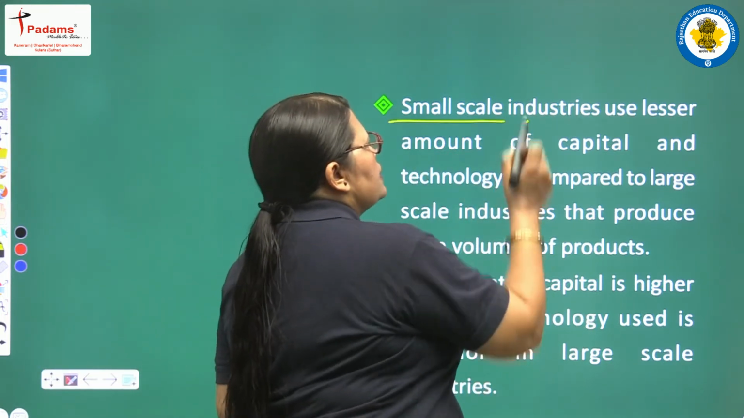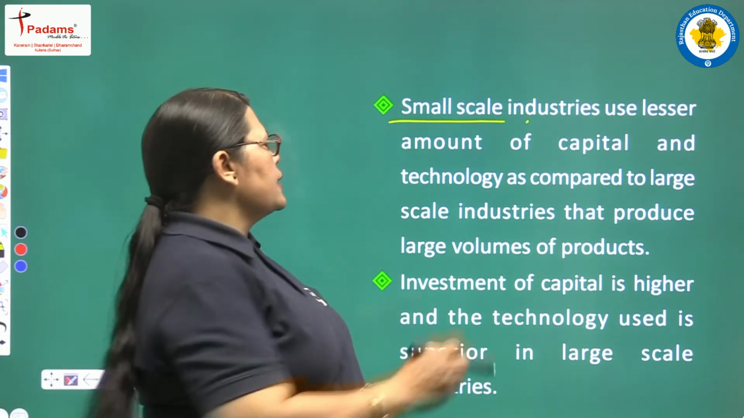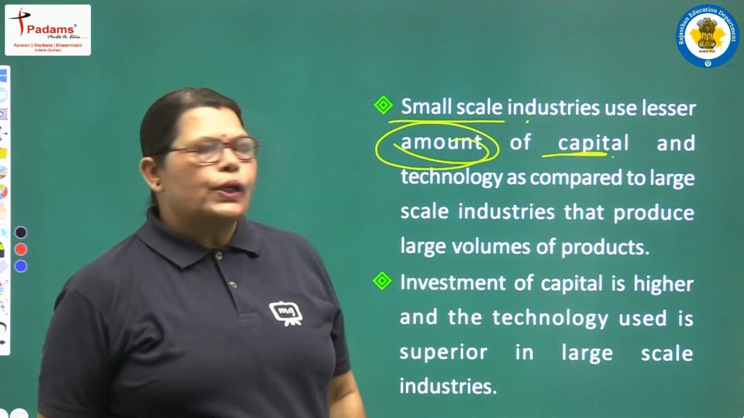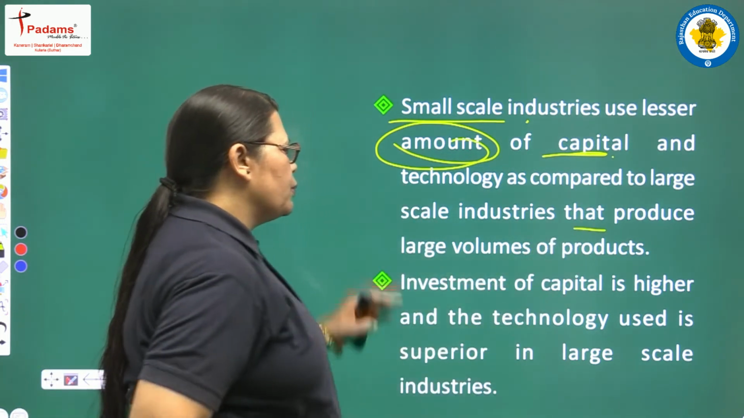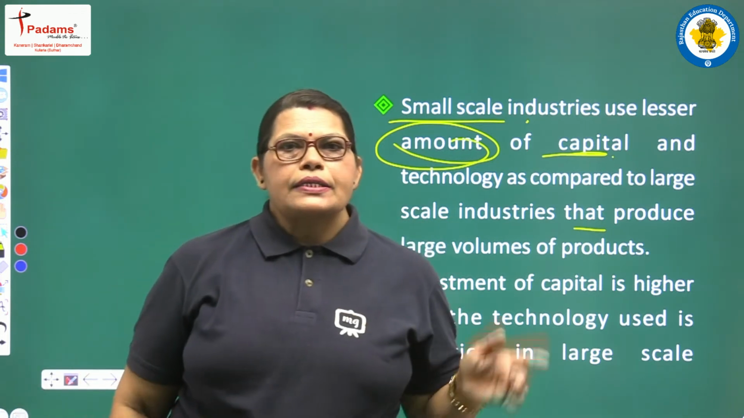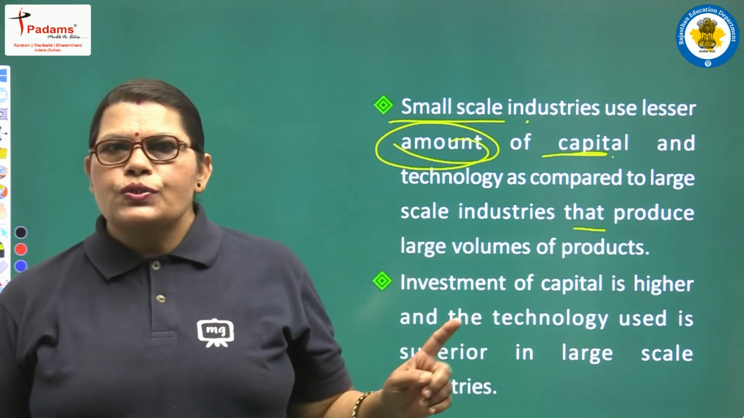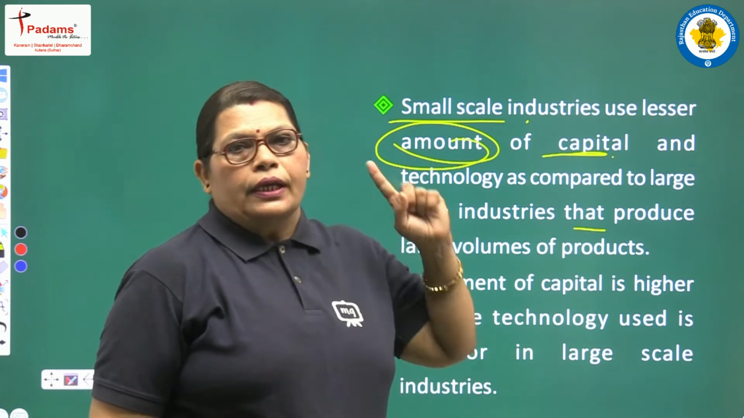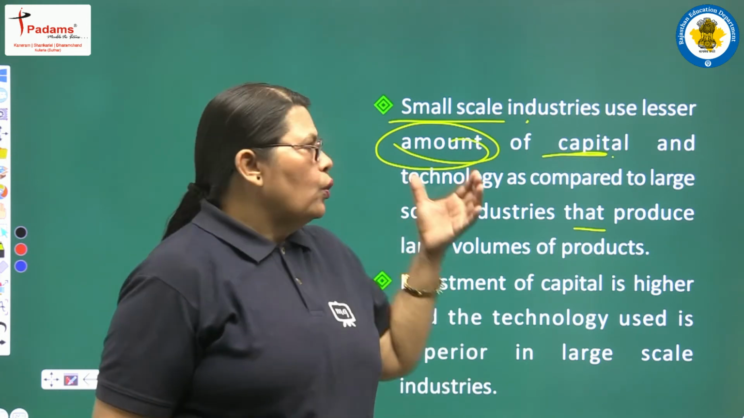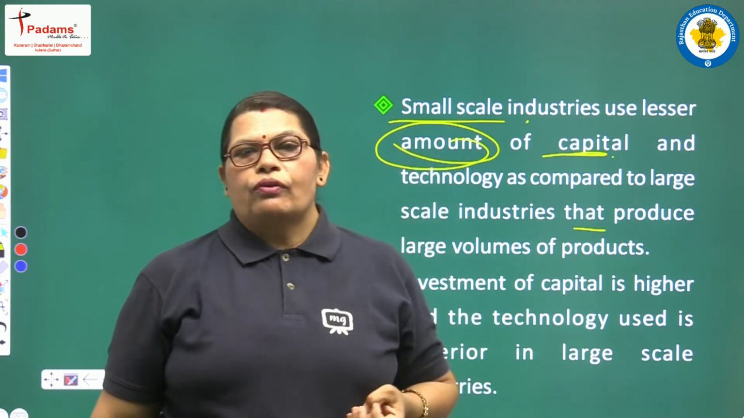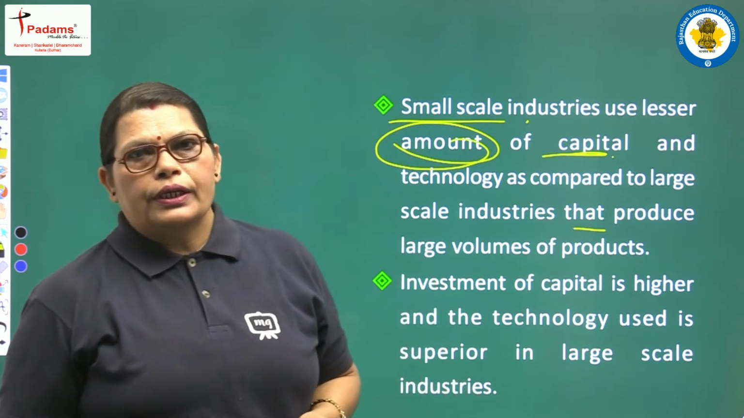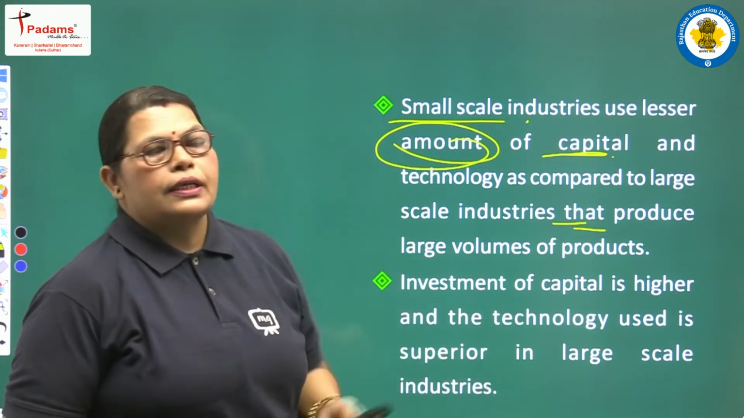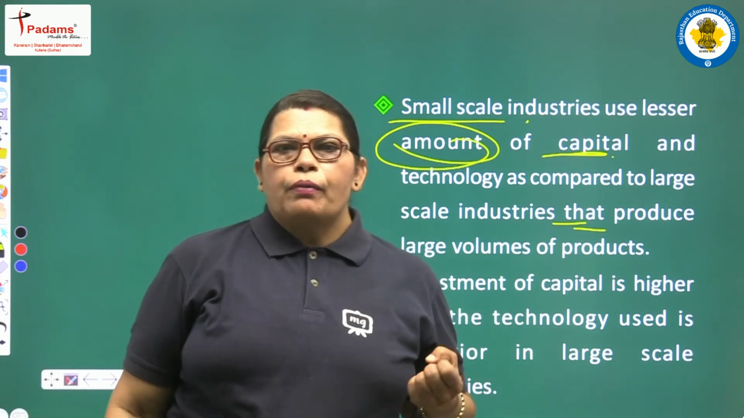See, small scale industries use a lesser amount of capital and technology as compared to large scale industries that produce a large volume of products. So here is the main difference between small scale industries and large scale industries. When we are talking about small scale industries, the first point is that only a lesser amount of capital is used in cottage industries. And when we take the example of large scale industries, then the capital amount is large.